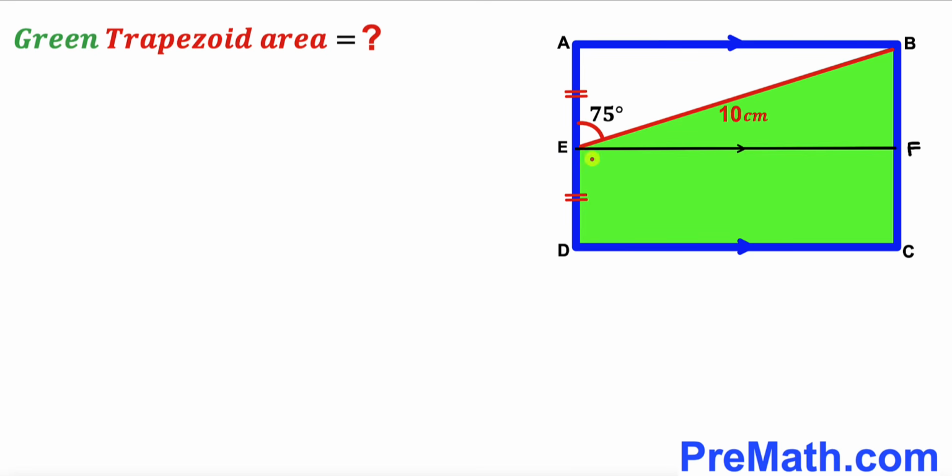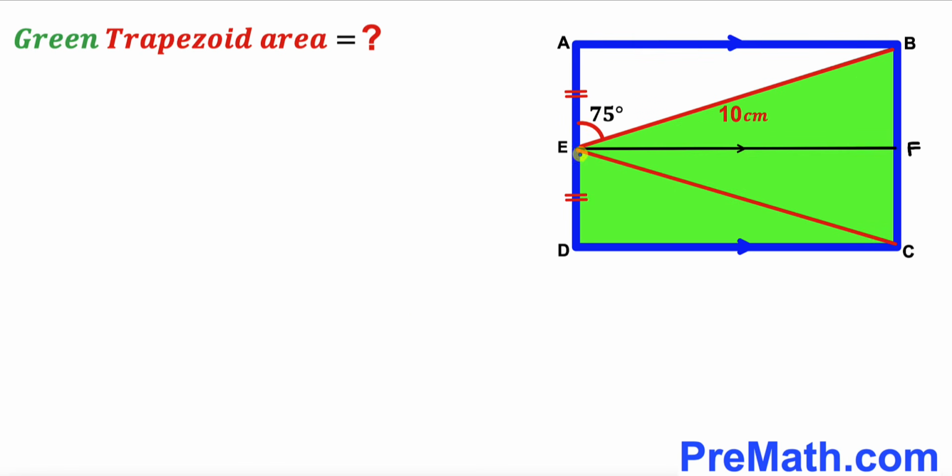And here in this next step, I have drawn this line EF, such that this line EF is parallel to this side AB and DC. So therefore we can see that this part is going to be half of this rectangle, and this part is going to be half of the rectangle as well.